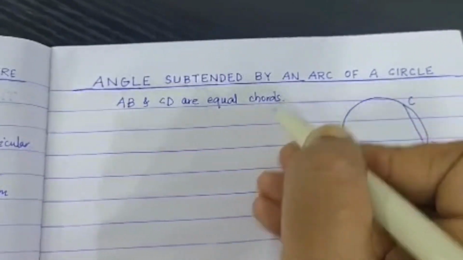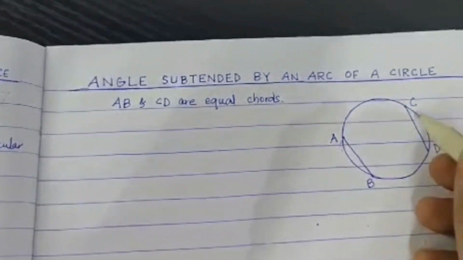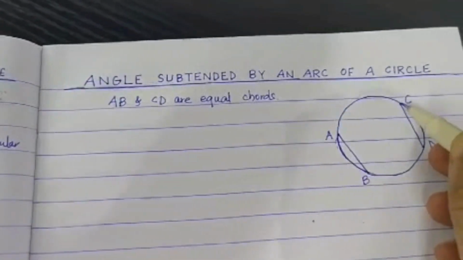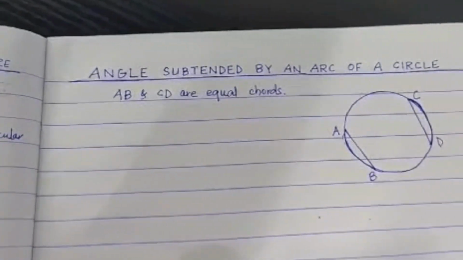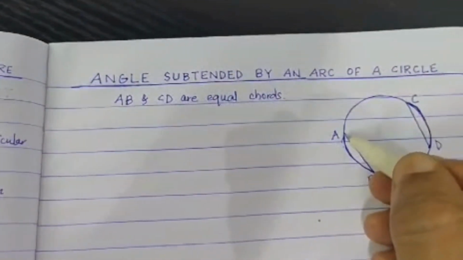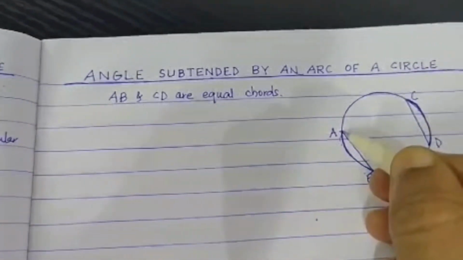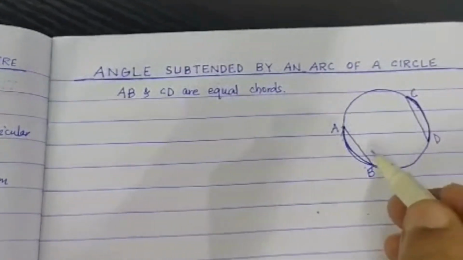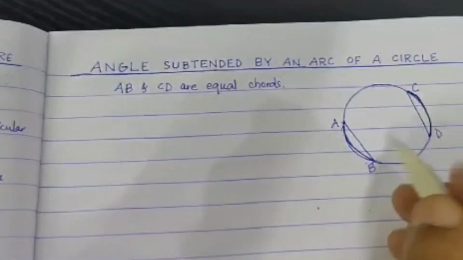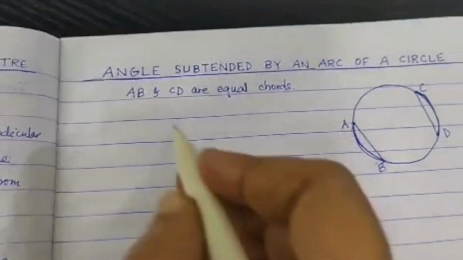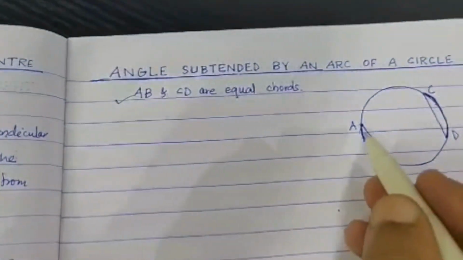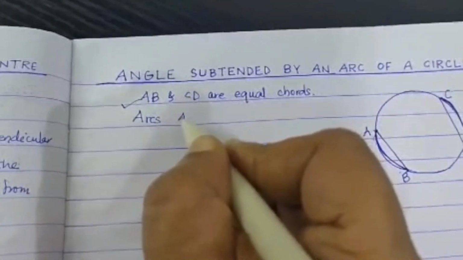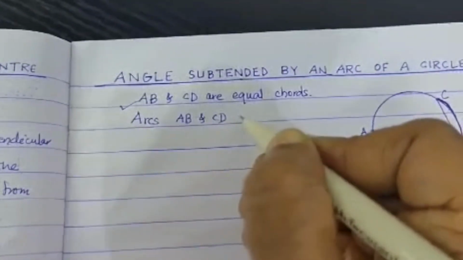What is the relation between the arcs AB and CD? This is the arc AB and this is the arc CD. If you cut this arc AB and put it here on CD, you will observe that they both superimpose each other. So basically they are congruent. If AB and CD are equal chords, then the arcs AB and CD are also congruent.